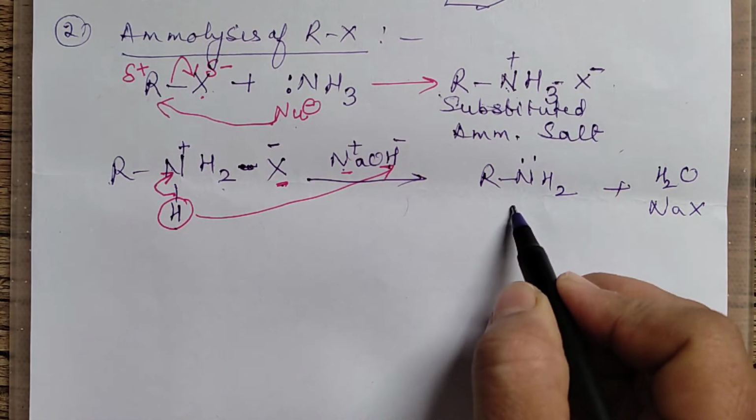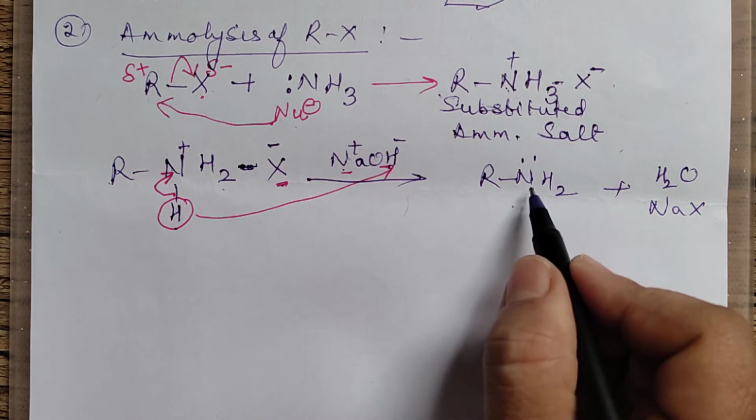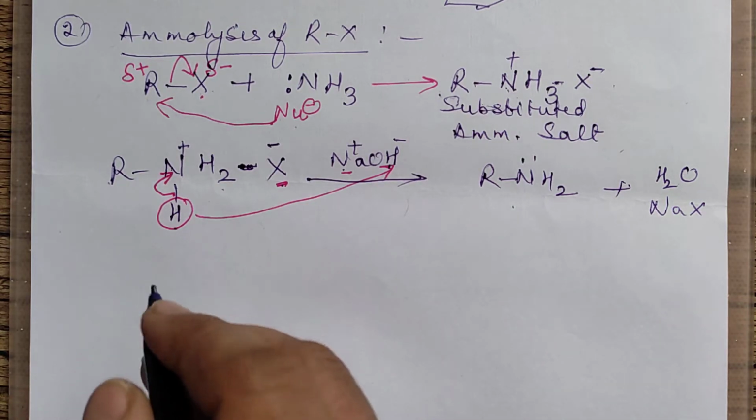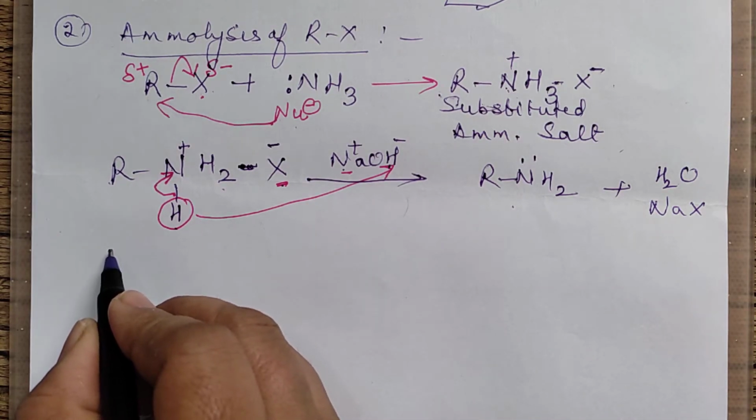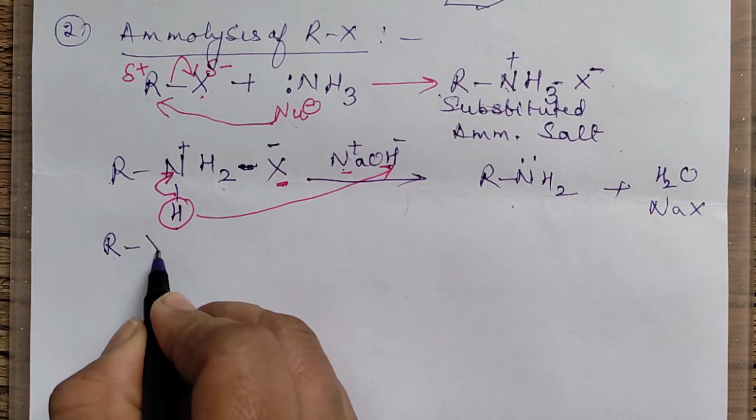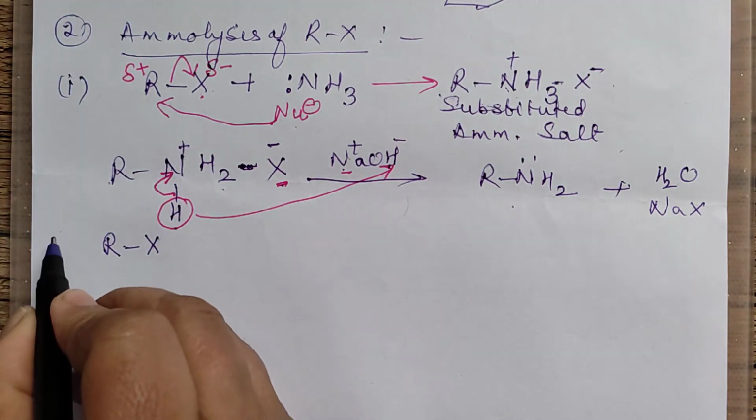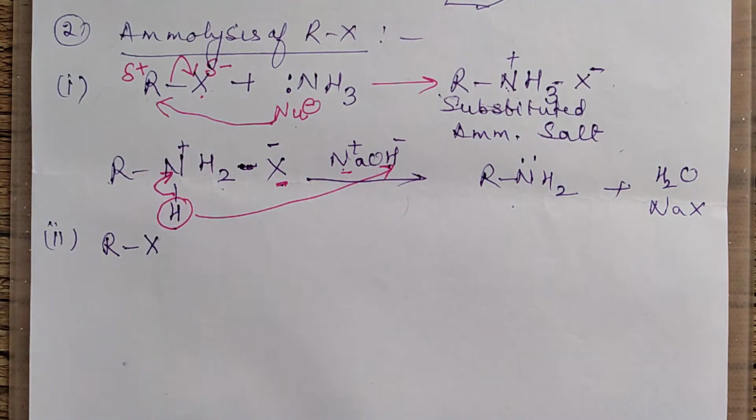Now this reaction will not stop here. Why? Because this nitrogen is still having a lone pair, so this can further react with one more RX. So I will show again in the next step what happens. Another RX molecule, this is one step. If I write, this is one step. The second step, if I'm writing here, what happens?